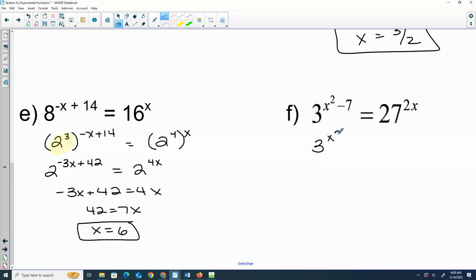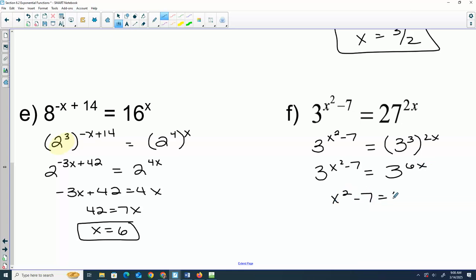So it looks like all of you switched it to a base of 3 and said 27 is 3 to the third. I'm putting that in parentheses because what do we have to do with those exponents? So that's 3 to the 6x. So when you drop them, we have x squared minus 7 equals 6x. This is a quadratic, so we need to set it equal to 0.